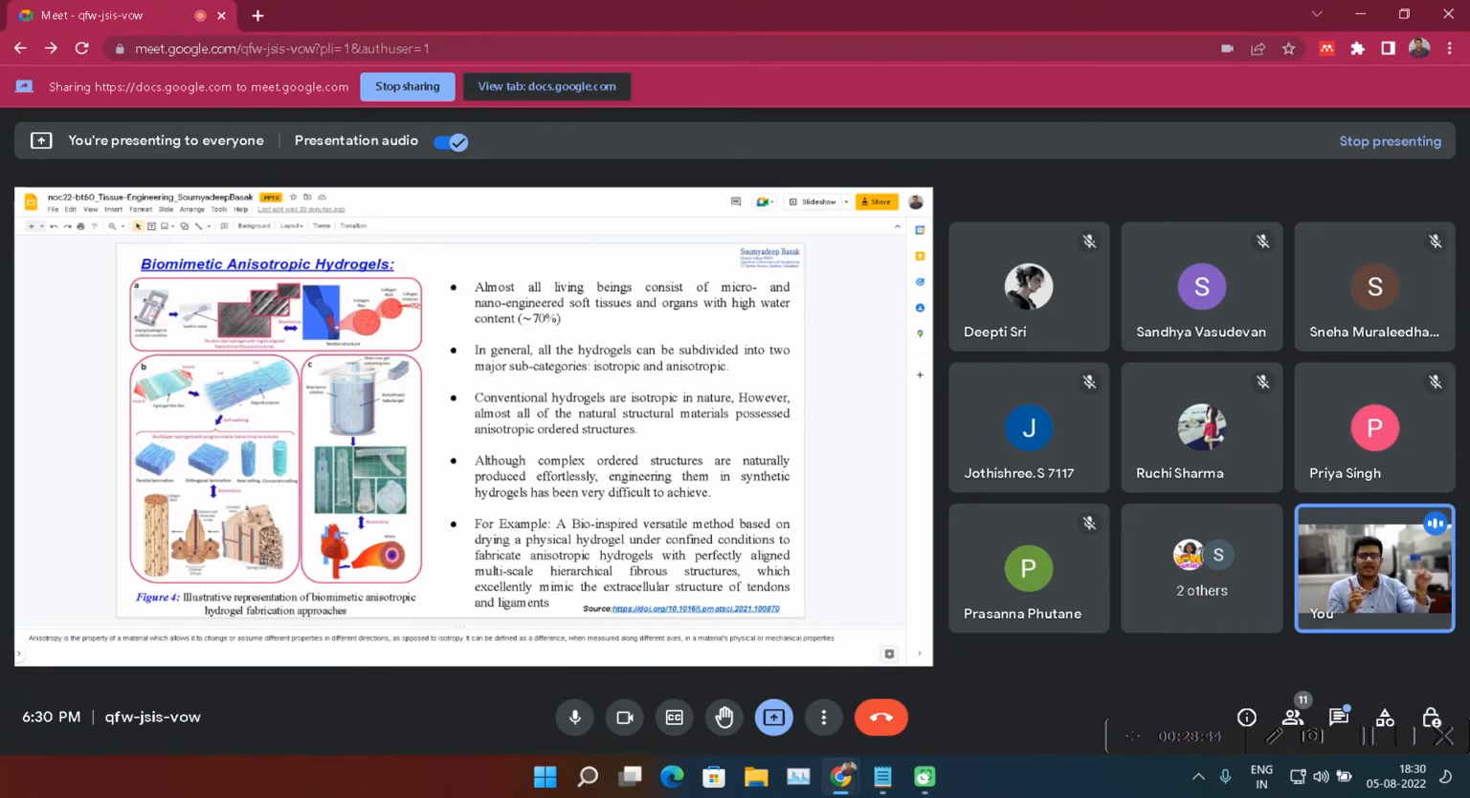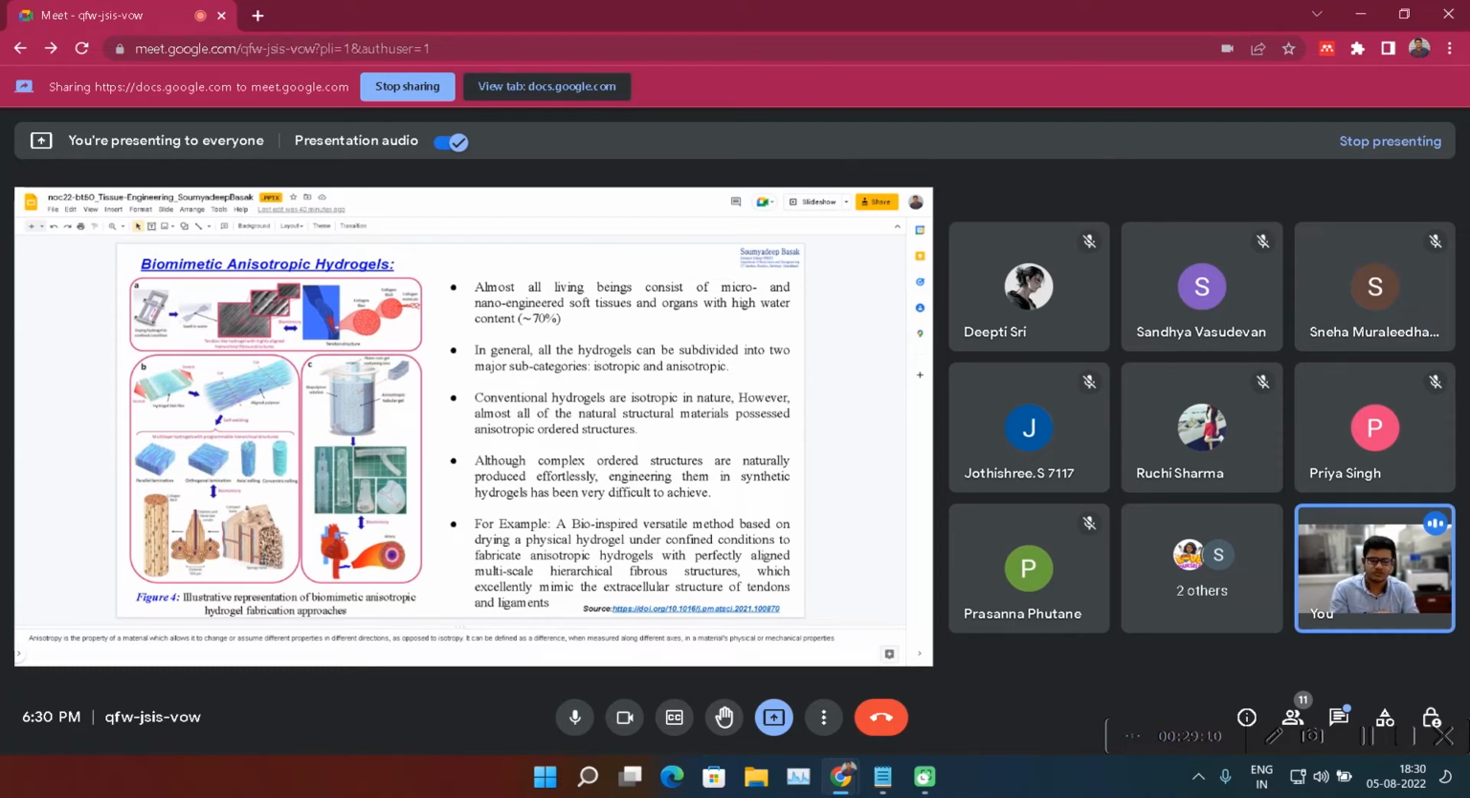Not just creating a regular structure; a hydrogel block or a regular structure is not going to give the cells as much of an irregular environment. We need to take this anisotropy into account and create this kind of biomimetic anisotropic hydrogel. I just wanted to introduce you to this concept and give a brief example of how these kinds of structures are being created. You can get into much more detail.